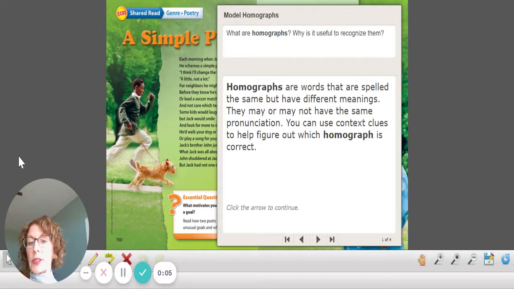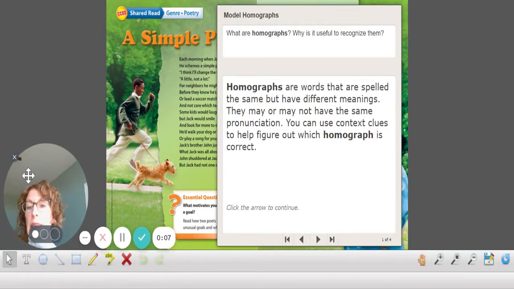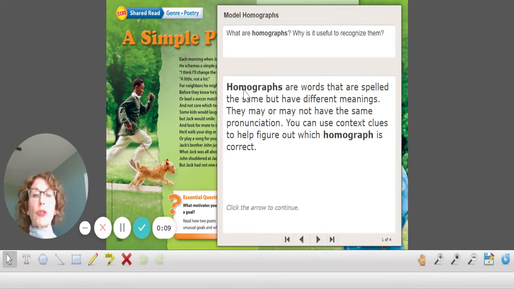For today's lesson, we will be working with this week's vocabulary strategy, homographs. We worked with homographs in the past. If you recall, homographs are words that are spelled the same but have different meanings. They may or may not have the same pronunciation, and you can use context clues to help figure out which homograph is correct. All right.